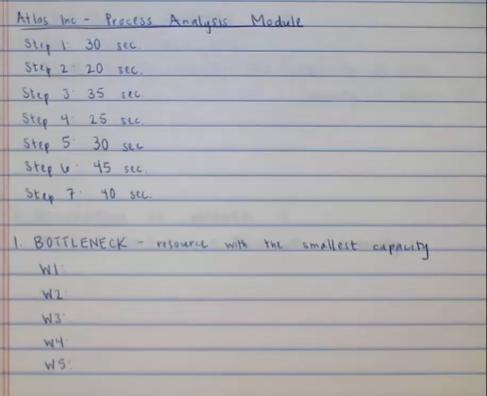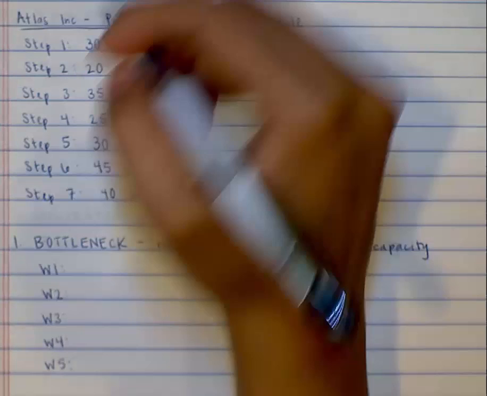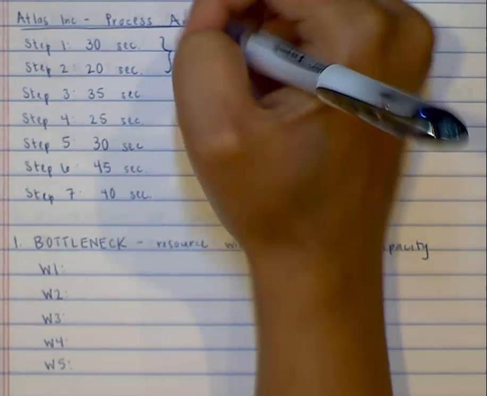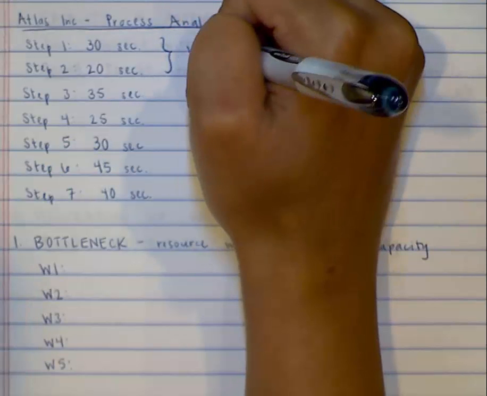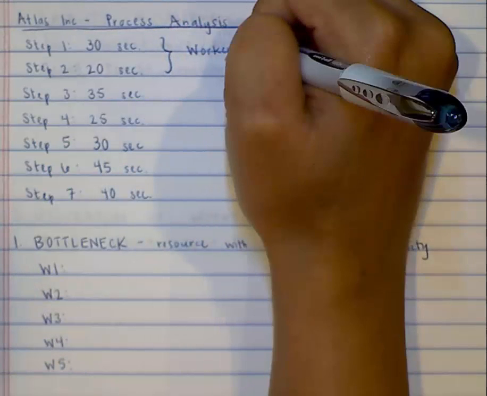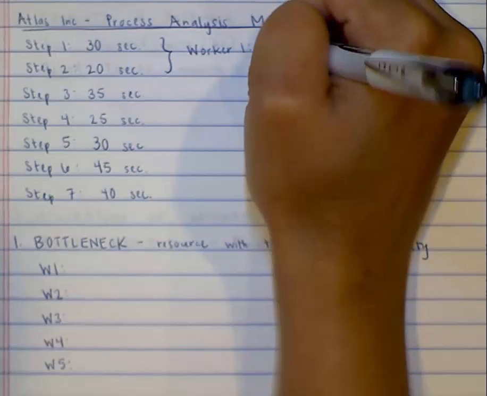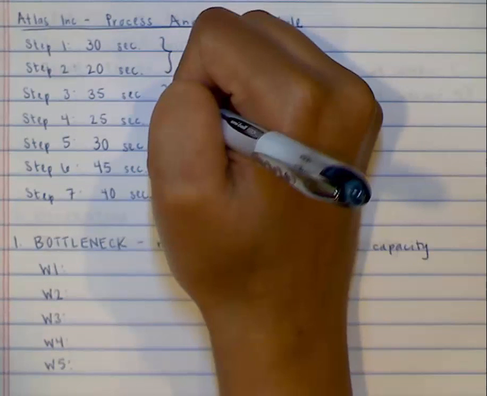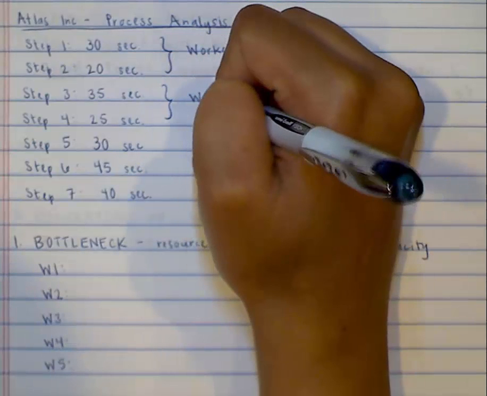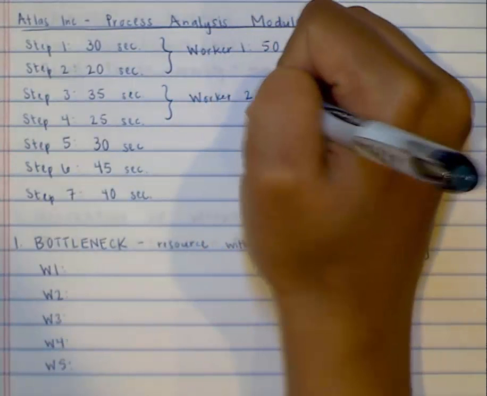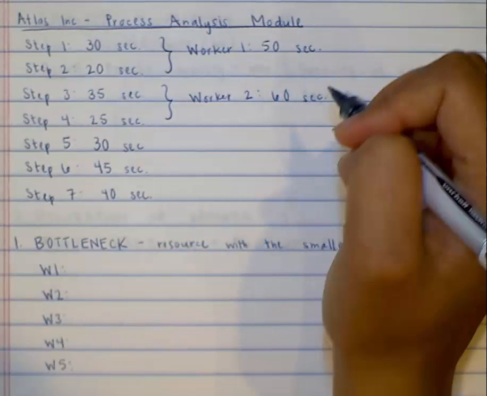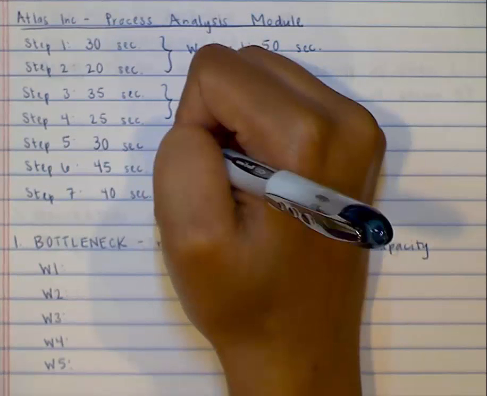This is the AtlasInc problem from the Process Analysis Module practice questions. AtlasInc is a toy manufacturer with 7 workstations and 5 workers. Worker 1 is responsible for steps 1 and 2, and it takes worker 1 50 seconds per unit. Worker 2 is responsible for steps 3 and 4, which takes worker 2 60 seconds per unit. The remaining workers are allocated 1 per step.